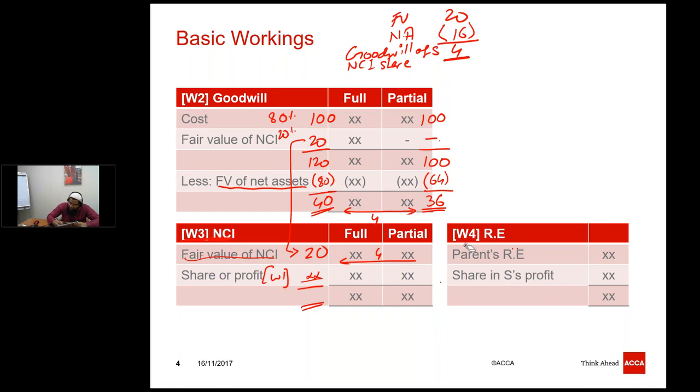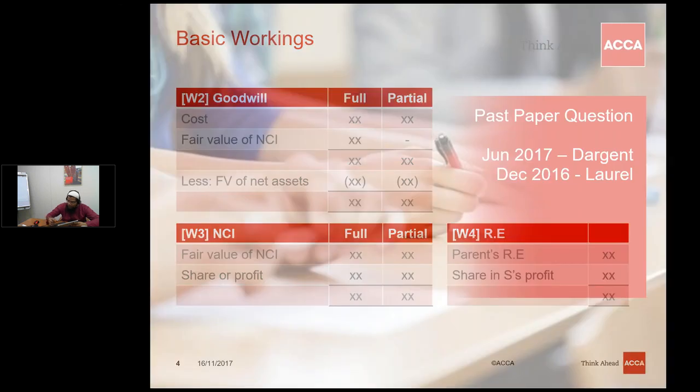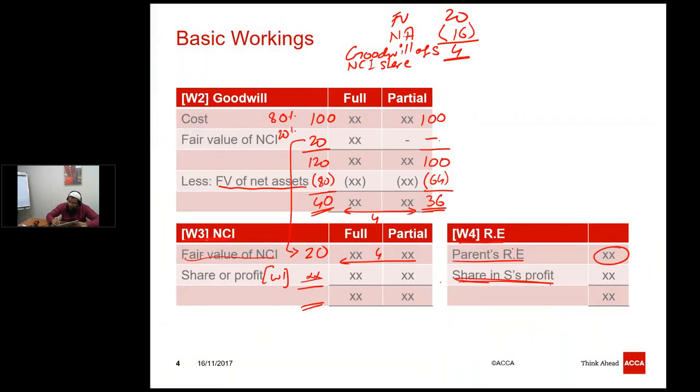So now the working number 4 is going to be retained earnings, where we are going to start from parent's retained earnings. This is the parent's retained earnings. And then we are going to add share in subsidiary's profit, which is coming from working number 1. So after adding this, we are going to get the final retained earnings balance. So parent's retained earnings plus share in subsidiary's profit is the group retained earnings.